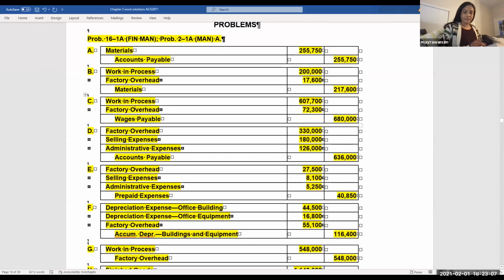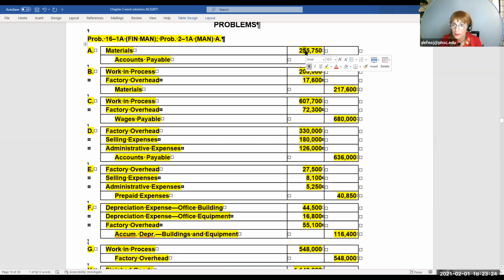There you go. So when we buy materials on account, what are we doing? We're charging it, so it's going to go to a liability. So we're going to debit materials and credit accounts payable for $225,750. Actually, this is a typo. This should be a 2. They have a typo, so they're not perfect either, the book people.